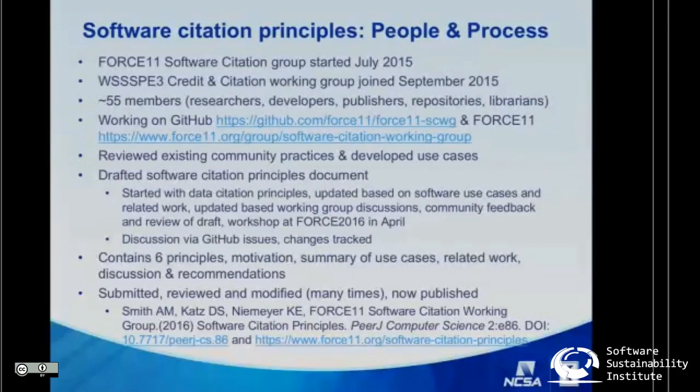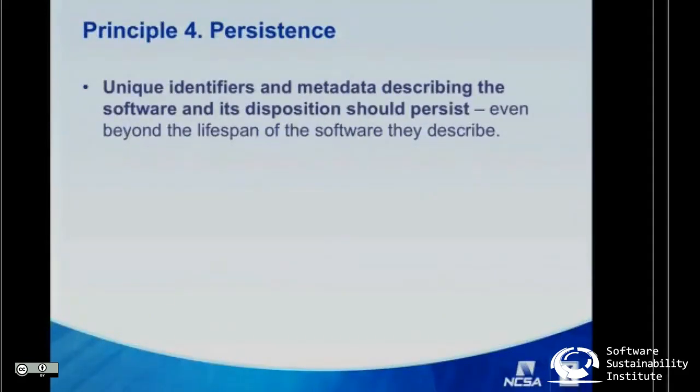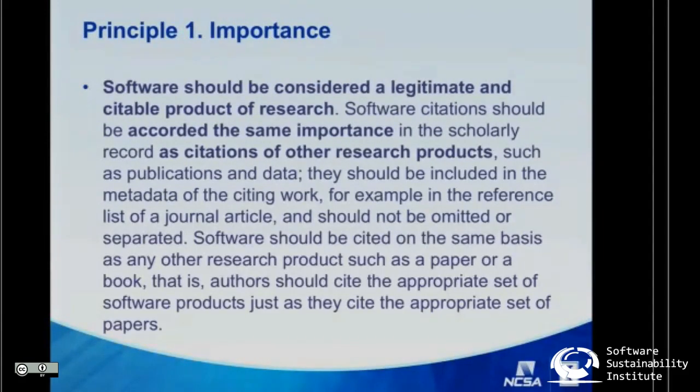So let me just talk about what the principles are then. So first is importance. And importance says that software should be considered a legitimate and citable product of research. Software citation should be accorded the same importance in the scholarly record as citations of other research products, such as publications and data. They should be included in the metadata of the citing work, in the reference list of a journal, for example, and shouldn't be omitted or separated. Software should be cited on the same basis as any other research product. The author should choose what the appropriate software products are to cite based on the work that they're doing. And I think this is pretty straightforward, and I would guess that there probably isn't much disagreement with this.